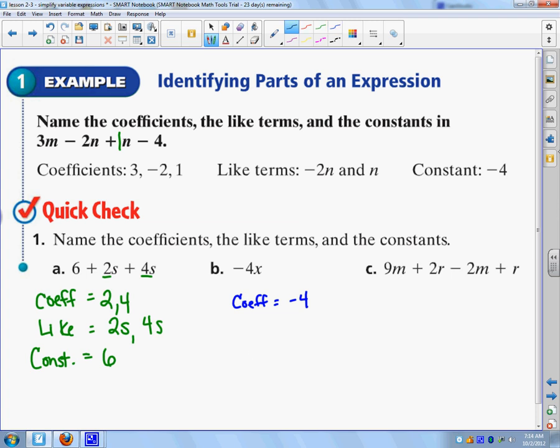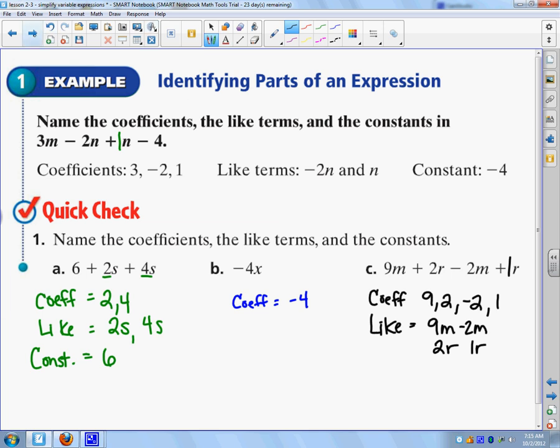And then here my coefficients are 9, 2, -2, and 1, because remember there's a 1 right there. That is the identity property of multiplication we did on the foldable. Like terms are 9m and -2m, and 2r and 1r. And then I have no constants, so I just leave it.